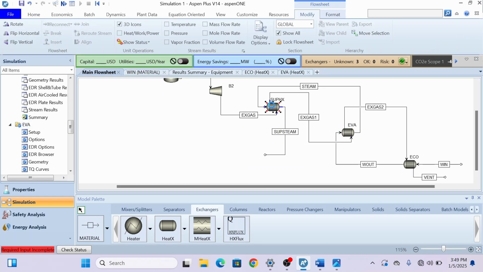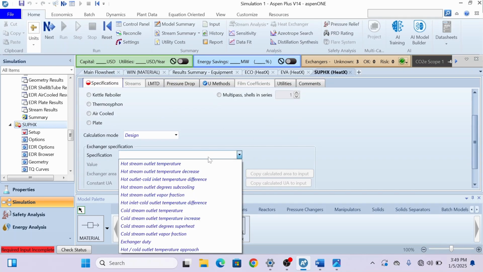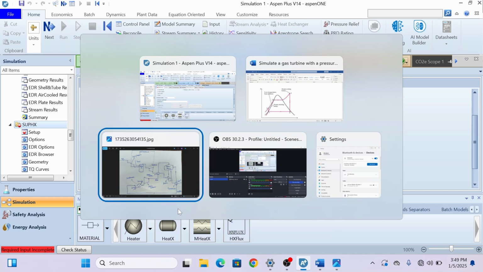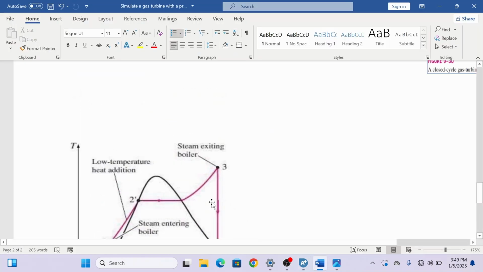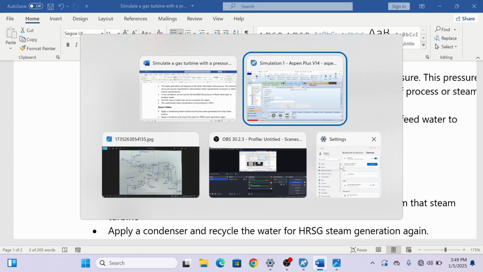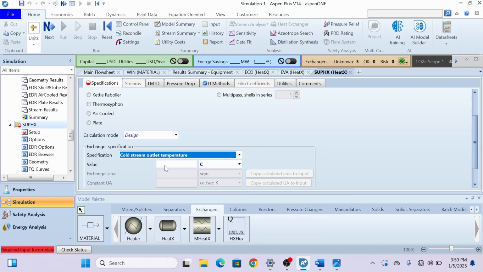So now I will go to my superheater. In the superheater, if you go to the case study, here we have to produce the superheated steam at 350 degrees. So now here I will specify the cold stream outlet temperature as 350 degrees. So it is all good to go.